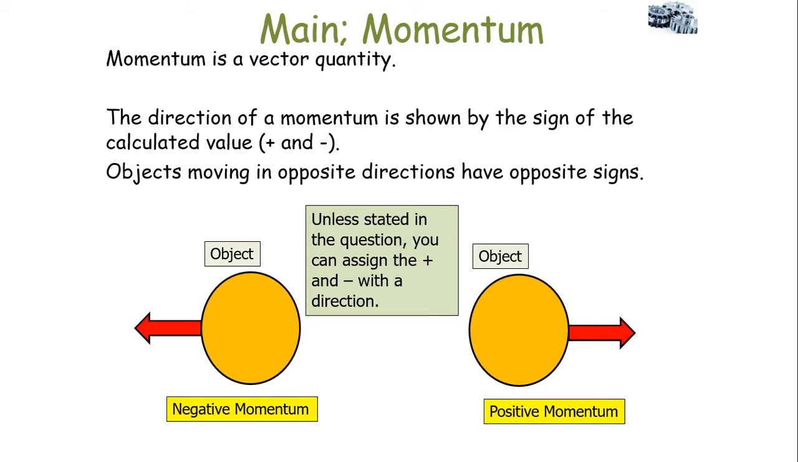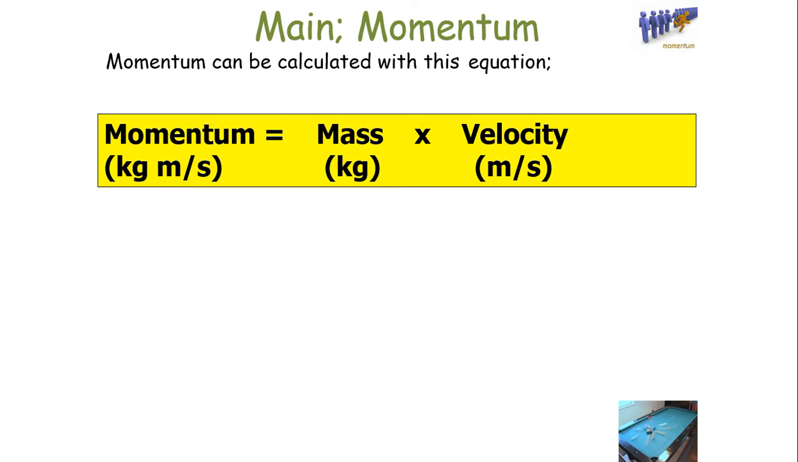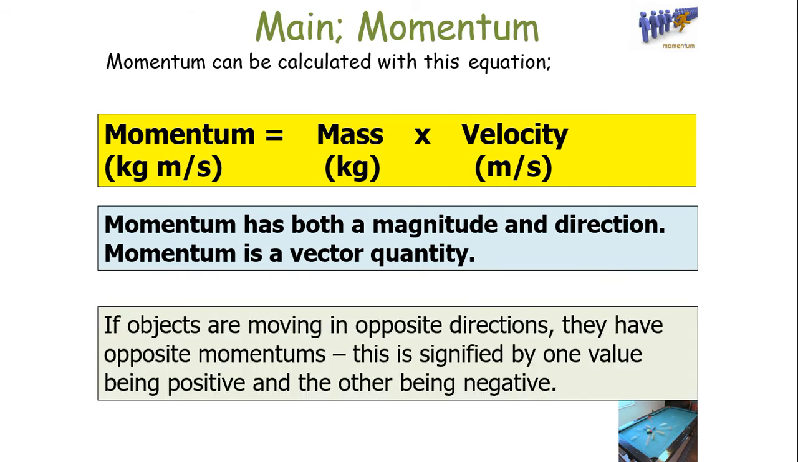Now, unless stated in the question, you can assign the plus and the minus to the direction you choose. So let's just recap what we've learned. Newton defined momentum to be mass times velocity and defined the unit to be kilogram meters per second. Now momentum is given a symbol of P and it's a dynamic quantity. So it can be calculated with the following equation. Momentum in kilogram meters per second equals mass in kilograms times velocity in meters per second. And momentum has both a magnitude and a direction. It's a vector quantity. And if objects are moving in opposite directions, they have opposite momentums, signified by one value being positive and the other value being negative.